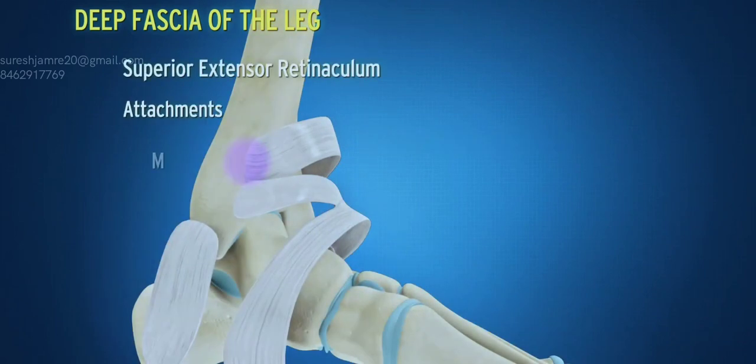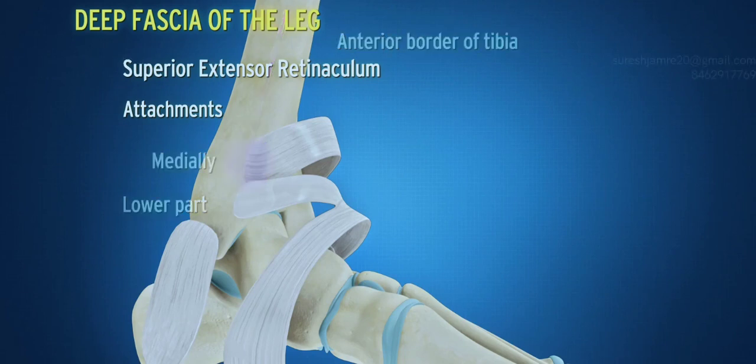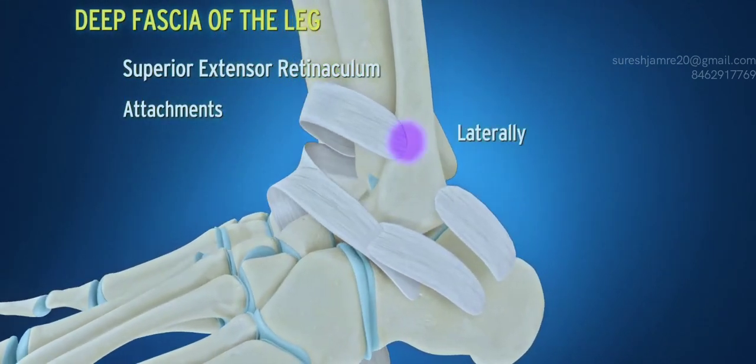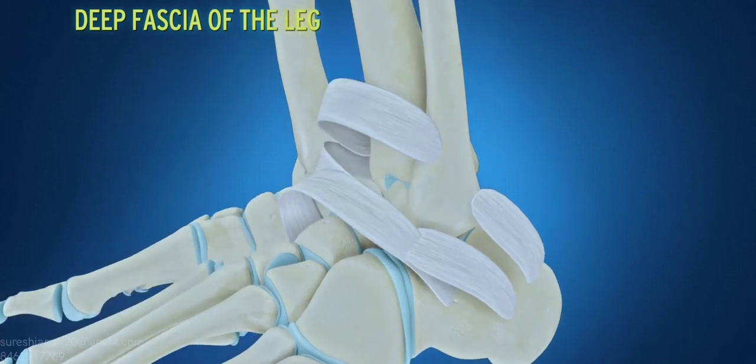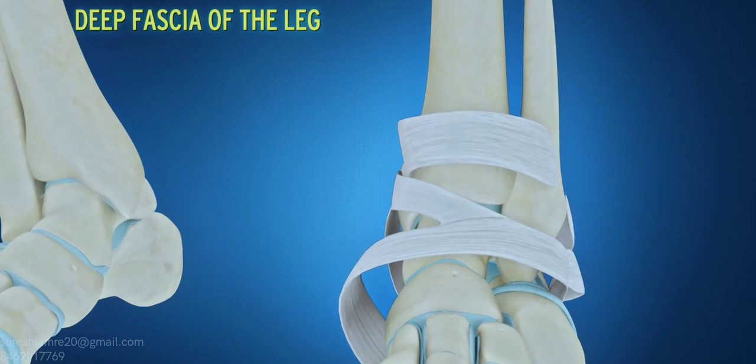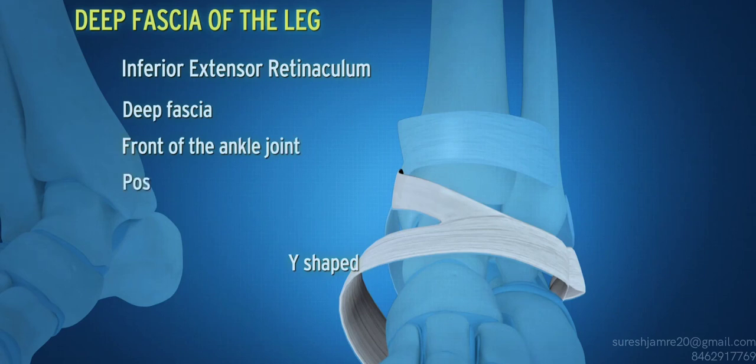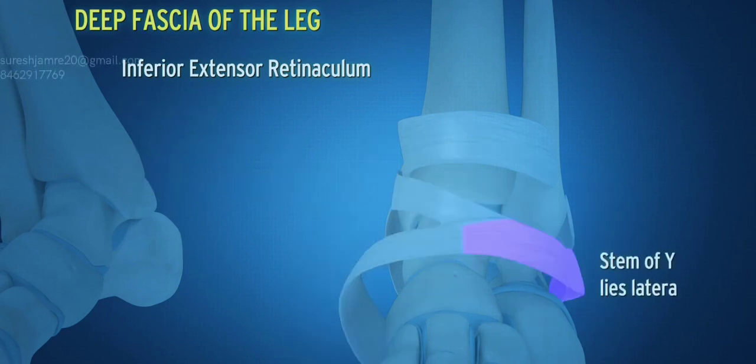Superior extensor retinaculum. Attachments. Medially attached to the lower part of the anterior border of tibia. Laterally attached to the lower part of the anterior border of fibula. Inferior extensor retinaculum. This is a Y-shaped band of deep fascia situated in front of the ankle joint and posterior part of the dorsum of the foot. The stem of Y lies laterally and the upper and lower bands lie medially.